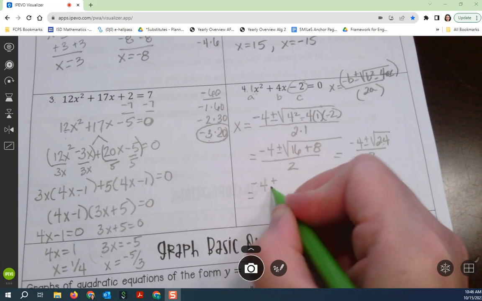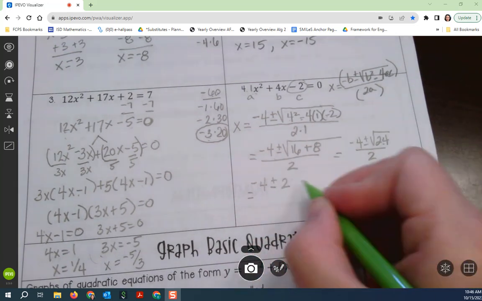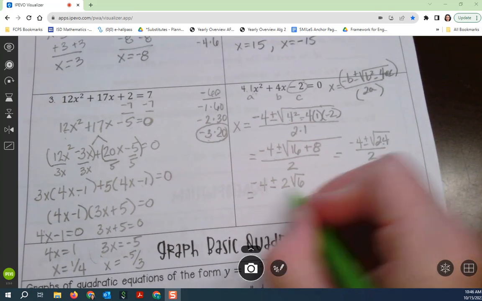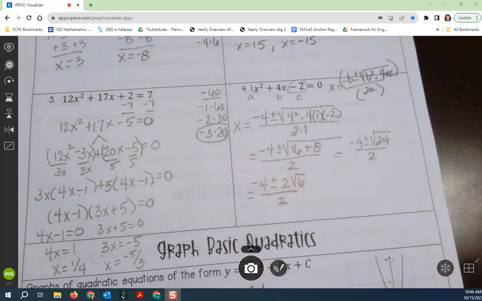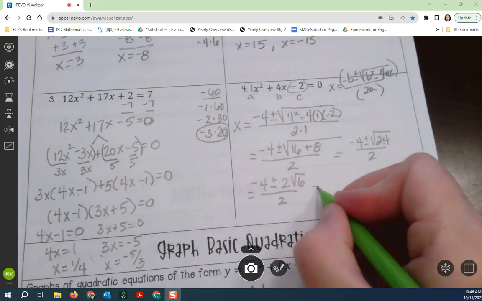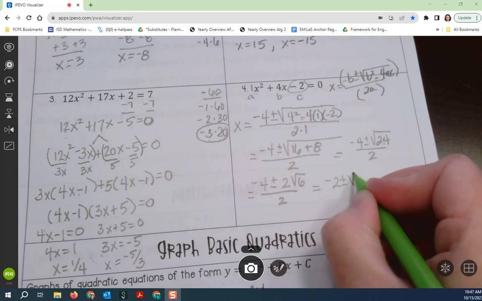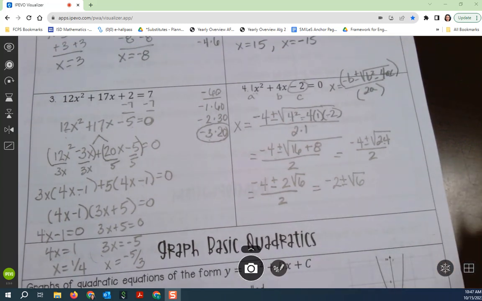Negative 4 plus or minus 2. So I took out the square root of 4, which is 2. I'm still left with a 6 under my square root, over 2. And then each of these terms can divide by 2. And so I get negative 2 plus or minus root 6. So that's two different answers, negative 2 plus root 6 and negative 2 minus root 6.